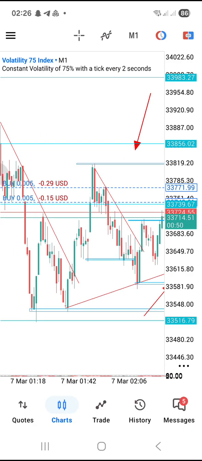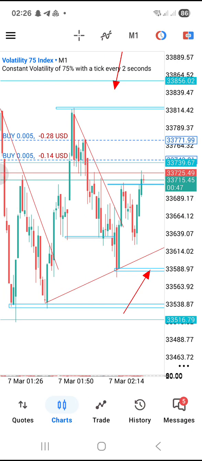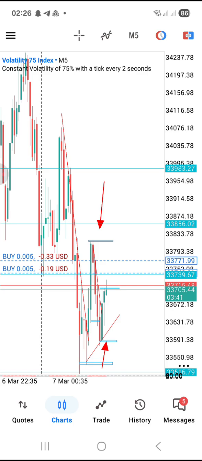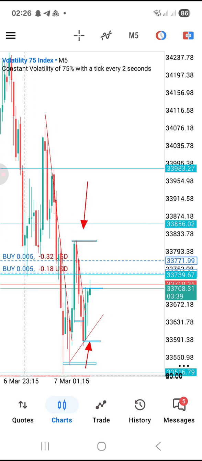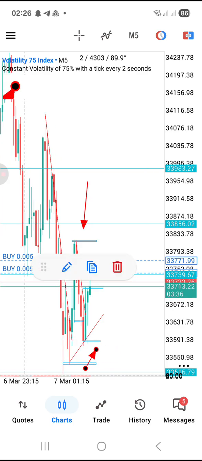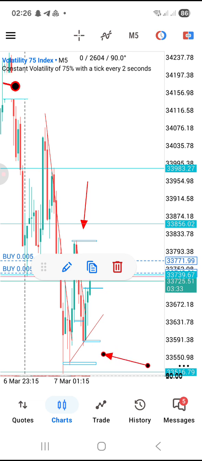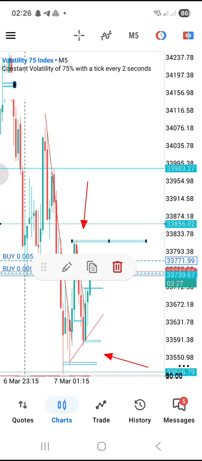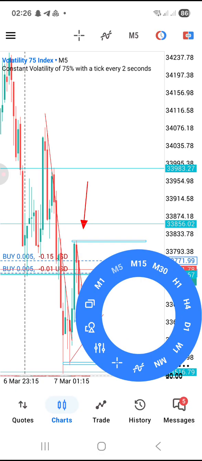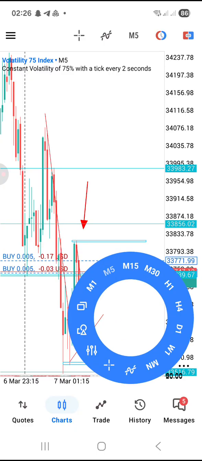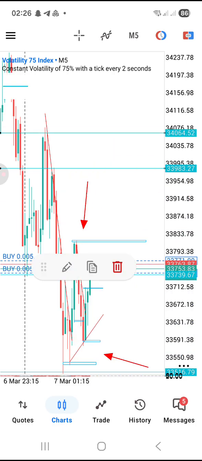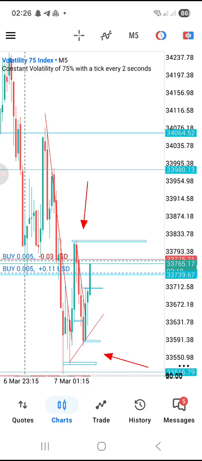So our pull-up is happening. Let's see what the 5 minutes is saying. If this pull-up works, you can see in 5 minutes we have a double bottom here. It means there's every likelihood that this level will be tried or taken out. If it's taken out, then this will be the next level, right here.